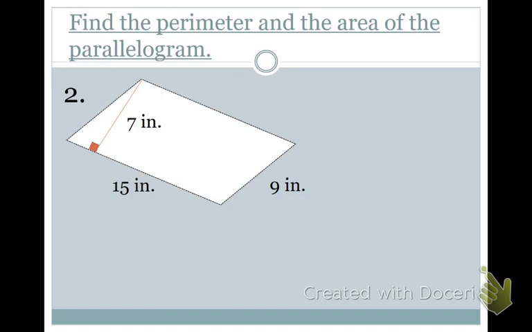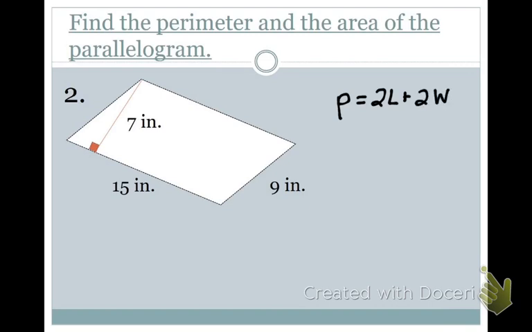Okay, so for number 2, you'll see that the instructions are a little bit different. Beforehand, we were just finding the area of the parallelogram. Now it's asking me to find the perimeter and the area. So let's go ahead and start with the perimeter. What is my formula for finding a perimeter of a parallelogram? P equals 2 times the length plus 2 times the width.